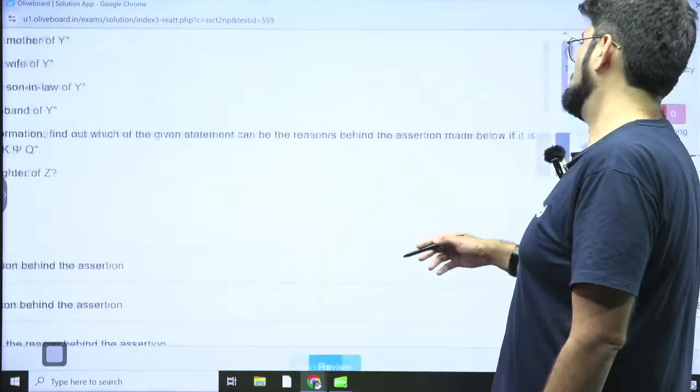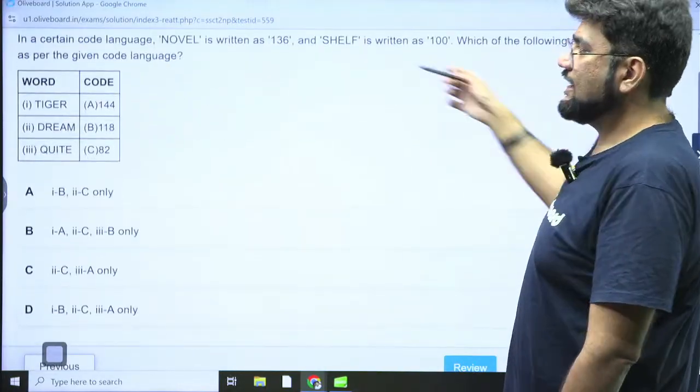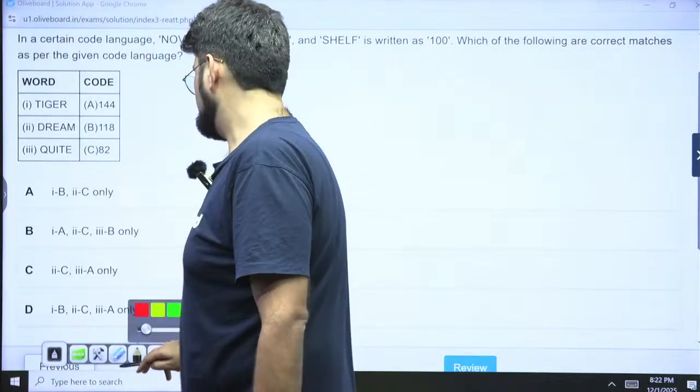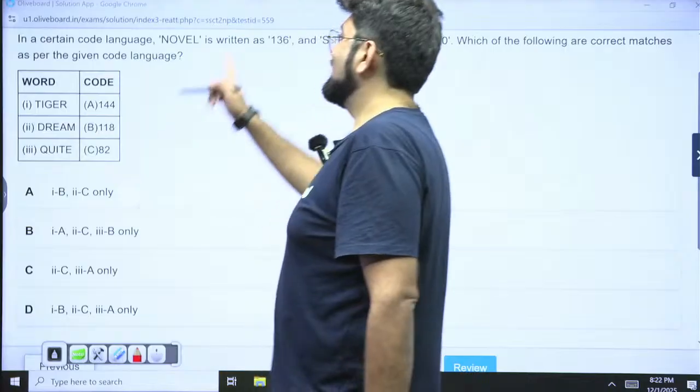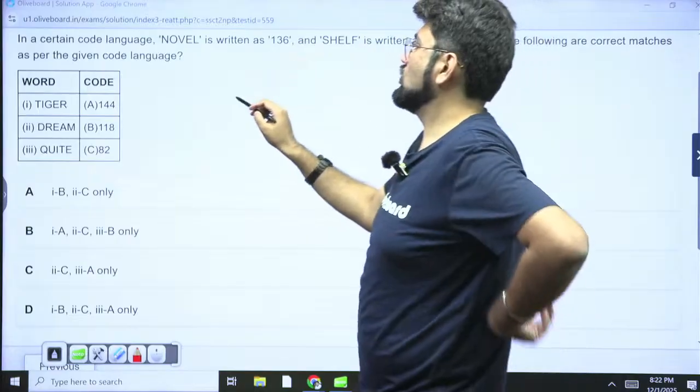That's what I'm talking about. How are you differentiating your preparation from the others? See, exactly again something is happening which is picked up from the similar examination. So in a certain code language, novel is written as this, shelf is written as this. Which of the following are correct matches as per the given code language? Fine. Check the code for novel first, quickly.